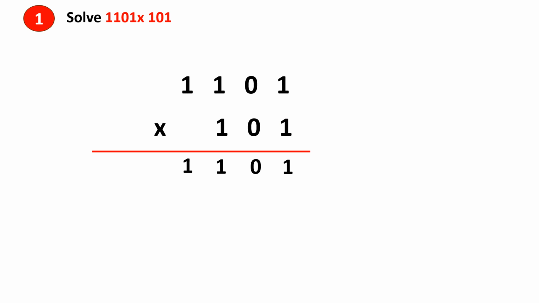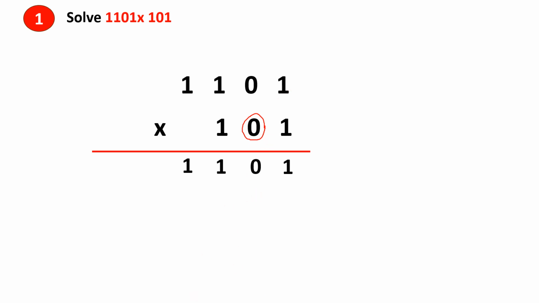Next, let's take this number 0 and multiply with each of the bits in the multiplicand. So 0 into 1 will give 0. Anything you multiply with 0, the answer will be 0. So when you multiply 0 with each of the bits, the answer will be 0. So let's start writing from this position. From the second position, we will start writing the answer.